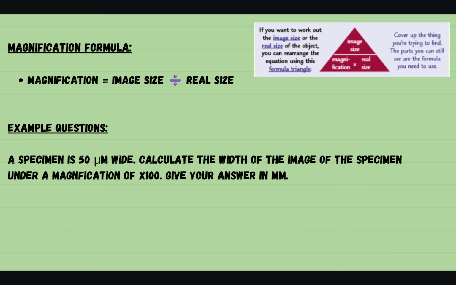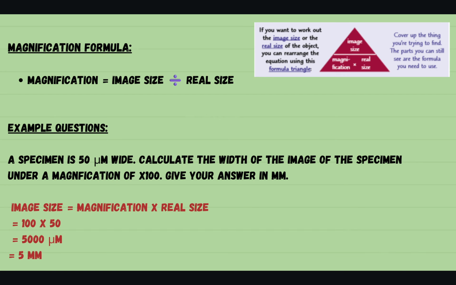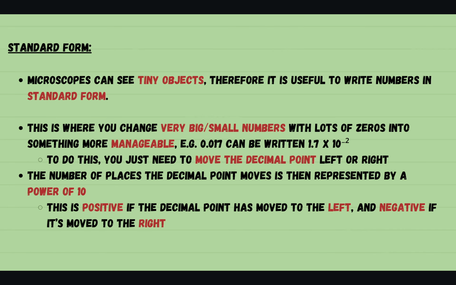So here's an example question. A specimen is 50 nanometers wide. Calculate the width of the image of the specimen under a magnification of times 100. Give your answer in millimeters. So what you will have to do is use the formula image size equals magnification times real size. So you'll do 100 times 50 to get 5,000 nanometers and then convert that to millimeters, so you'd get 5 millimeters.